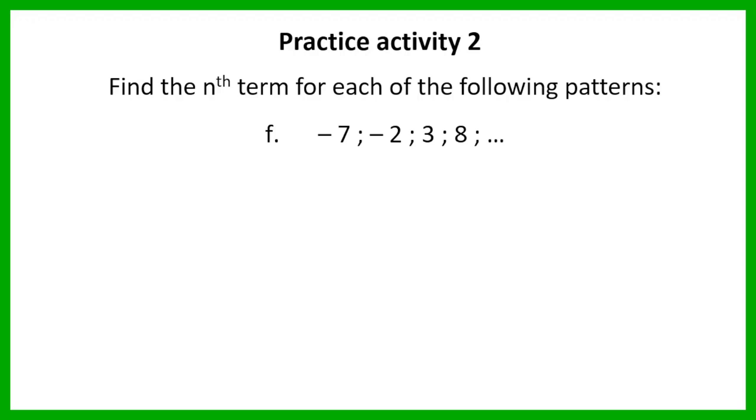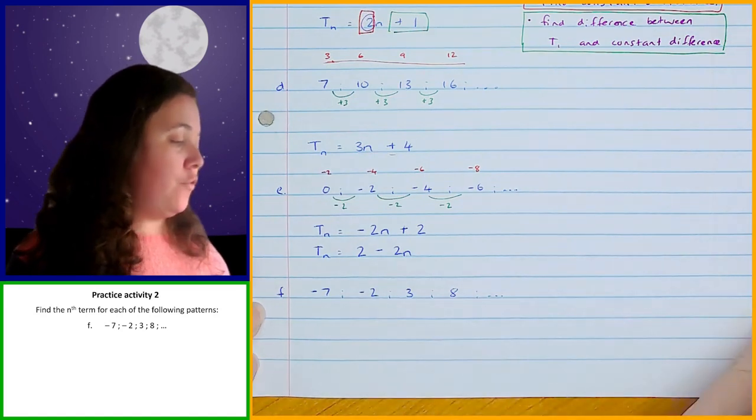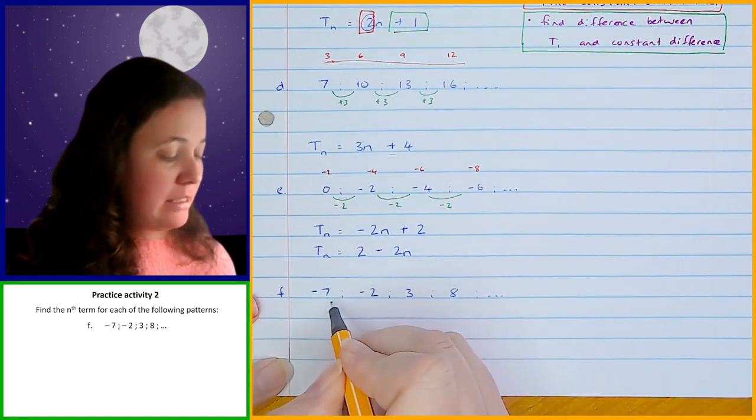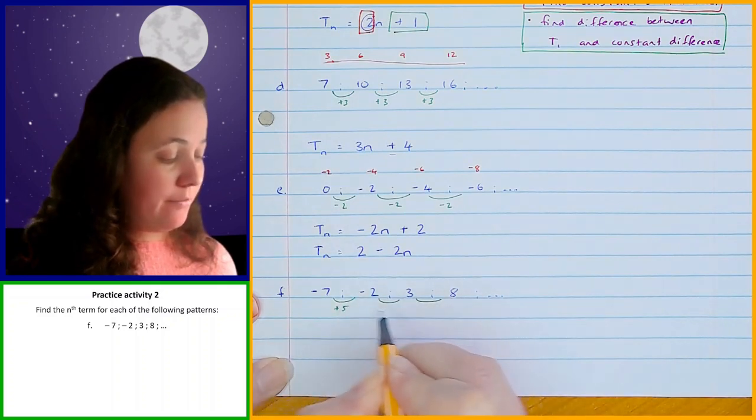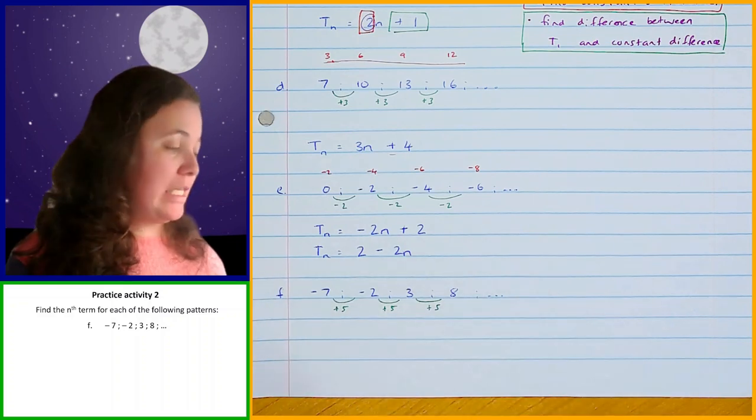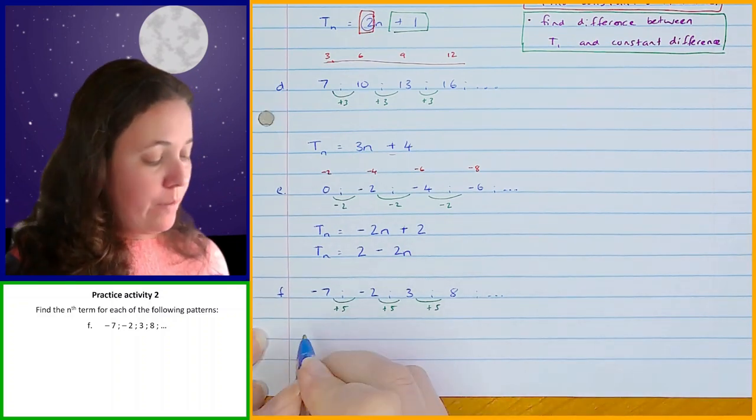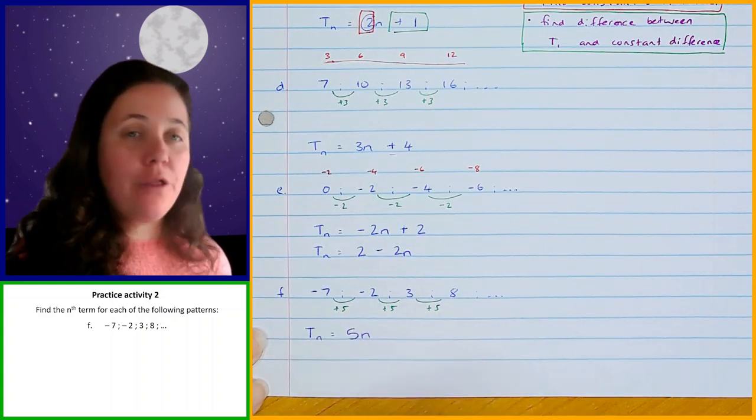Okay, so let's go through that one. Here we had negative 7, negative 2, 3, 8. First you should have found that there is a constant difference, every time we are adding 5. So our constant difference is plus 5. So I'm going to start off by writing Tn equals 5n. I know that much so far.